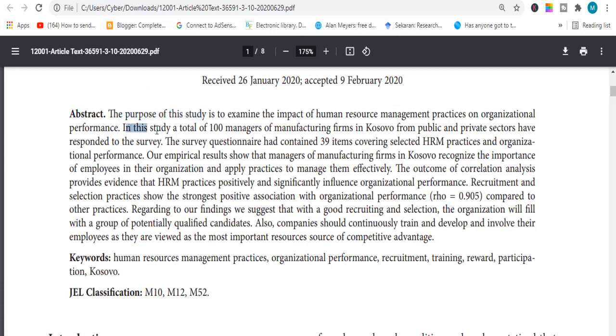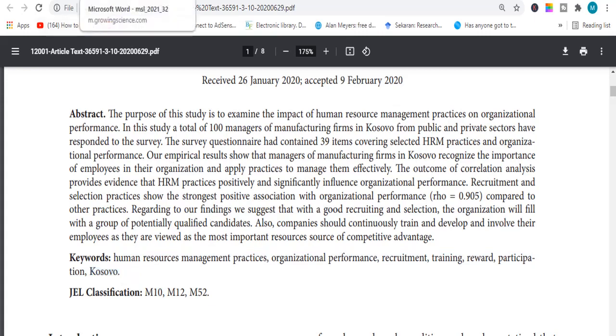Then you tell the methodology. Then you tell the survey questionnaire, which sampling method or data collection method you are using. Then you tell your results. Then you tell the outcomes of your results. Then you tell the key findings of your study, and what can be done further on this topic. Then comes the most important part, keywords. Keywords are basically the variables of your study or the main topics of your study. So this is one example of how you can write the abstract.